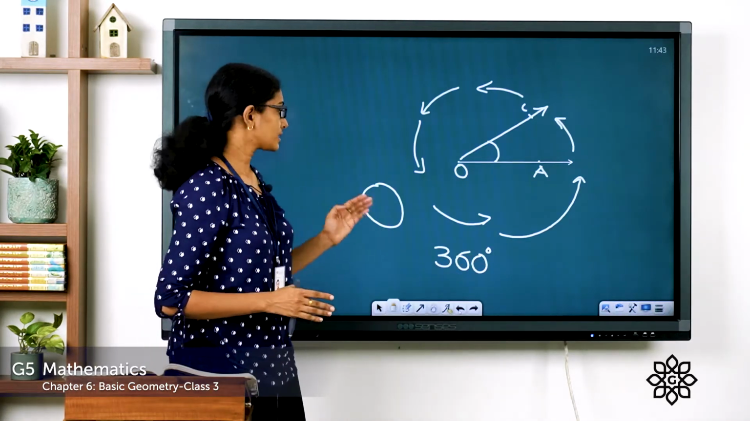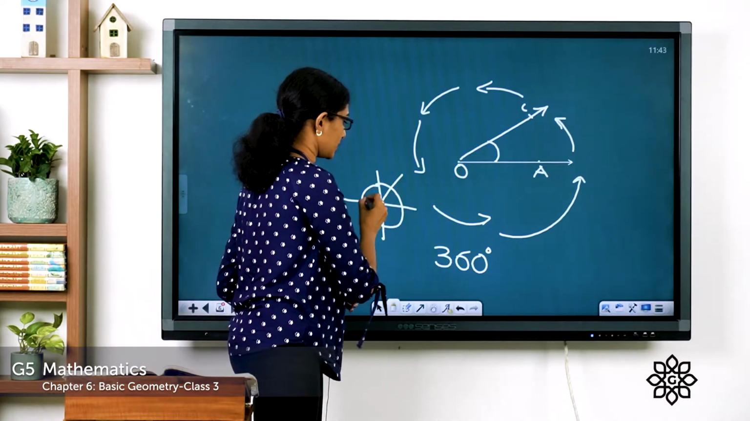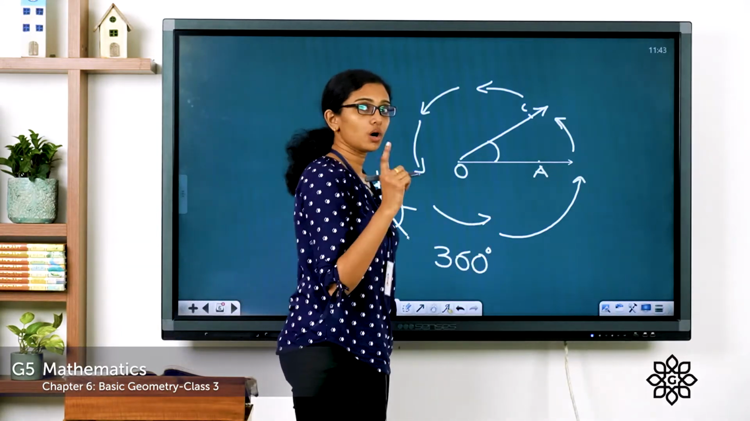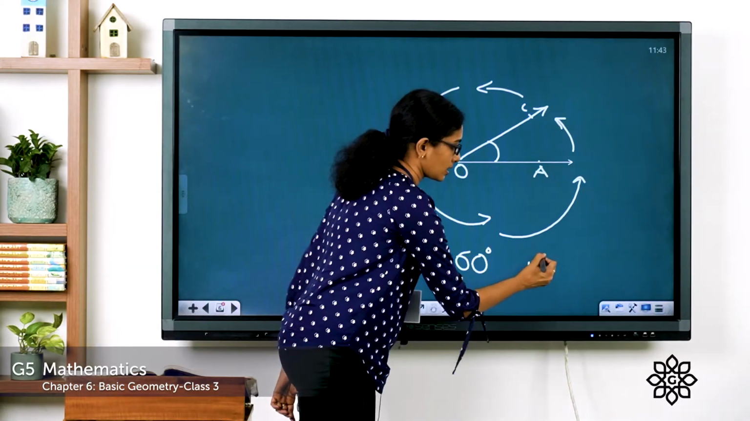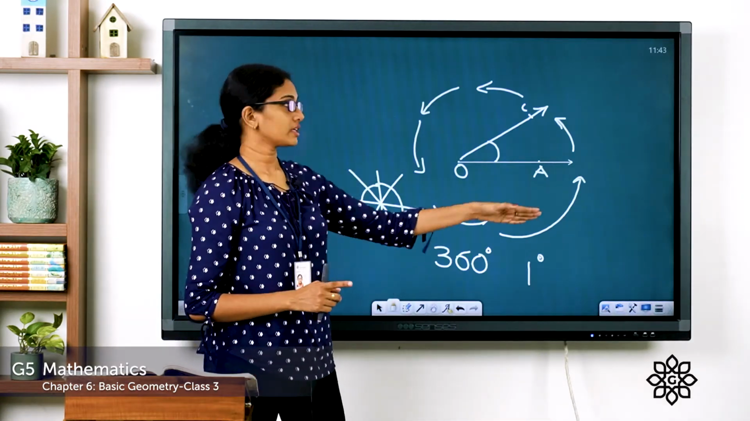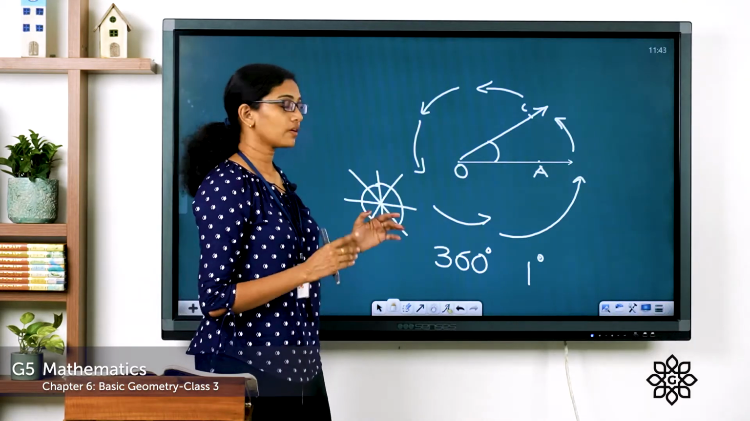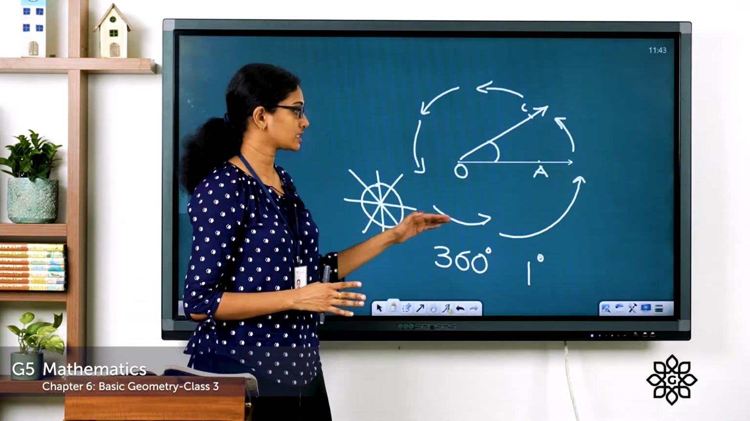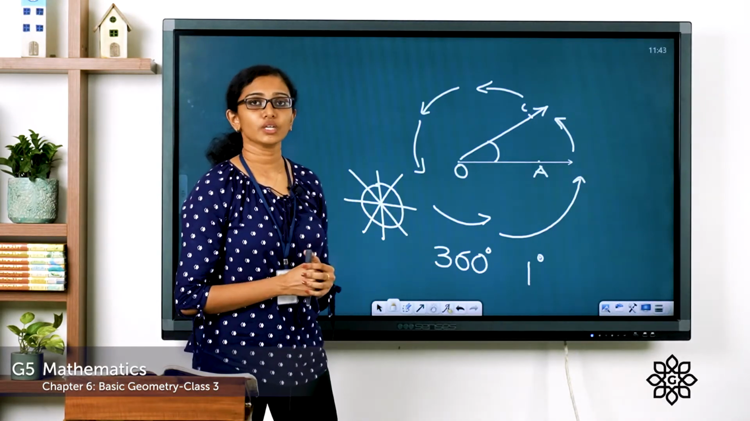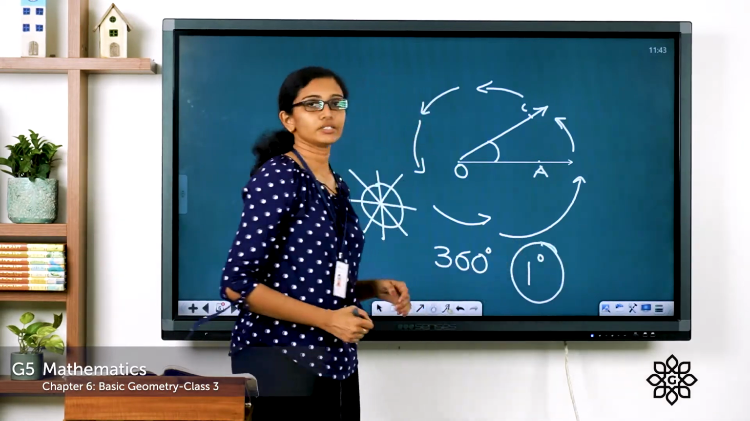If we divide the circle thus obtained into 360 equal parts, each part would measure an angle of 1 degree each. Clear? See, if the ray travels one full circle around, it would have covered a total measurement of 360 degree, and if that circle is divided into 360 equal parts, each part will measure an angle of 1 degree each.